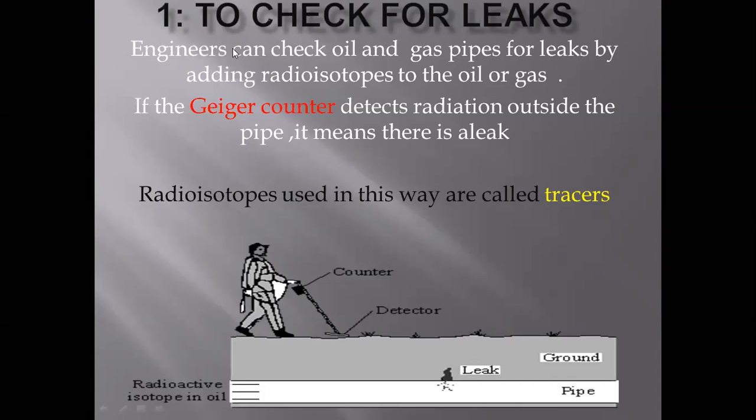If the Geiger counter detects radiation outside the pipe, it means there is a leak. Radioisotopes used in this way are called tracers. Here, Kareem, if you have an oil pipe, and inside we have oil, and here there is a hole. How can you detect? By using what? Geiger counter. You can detect by using radiation. Clear?